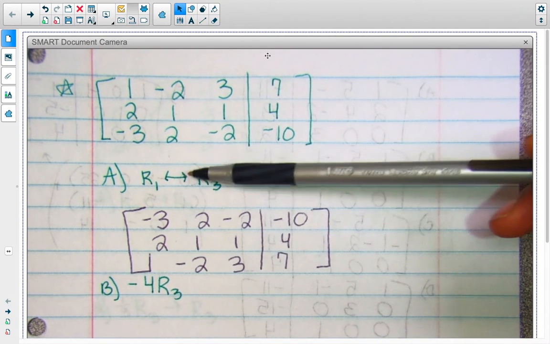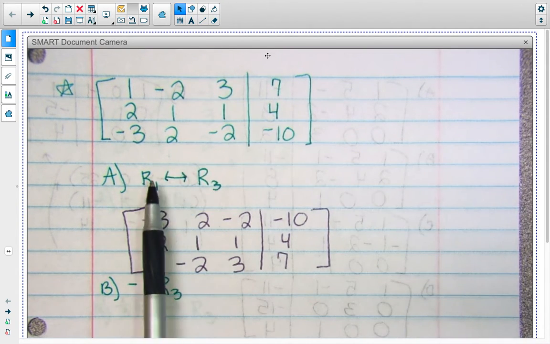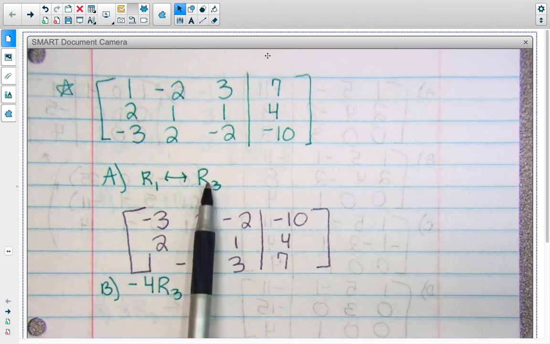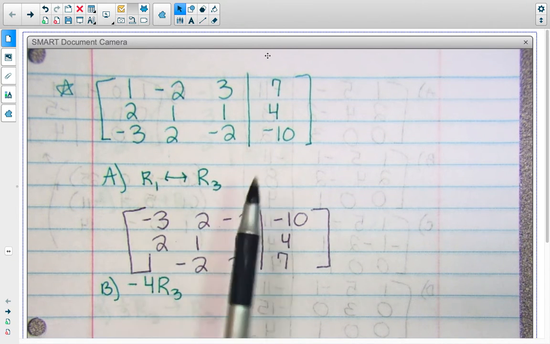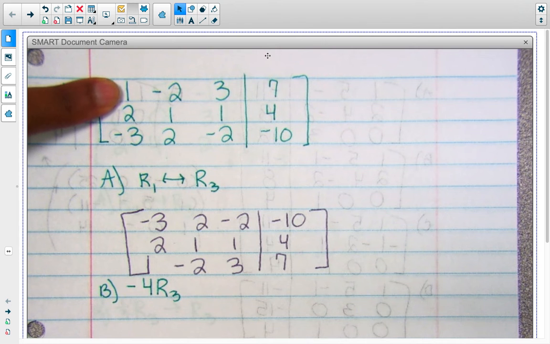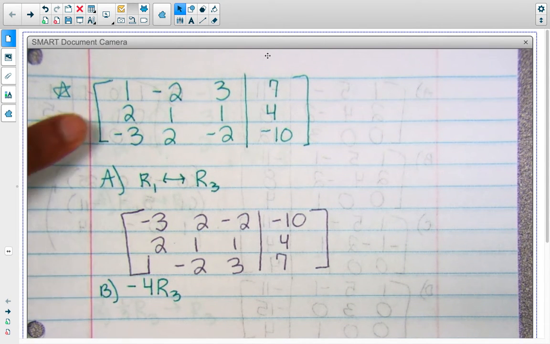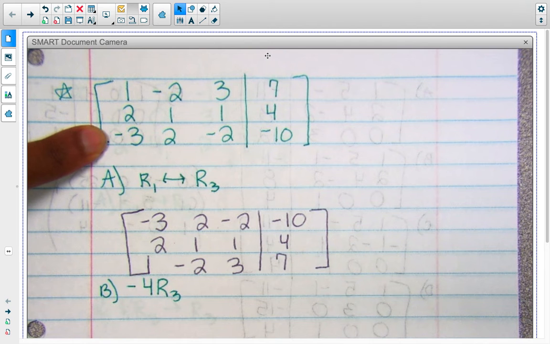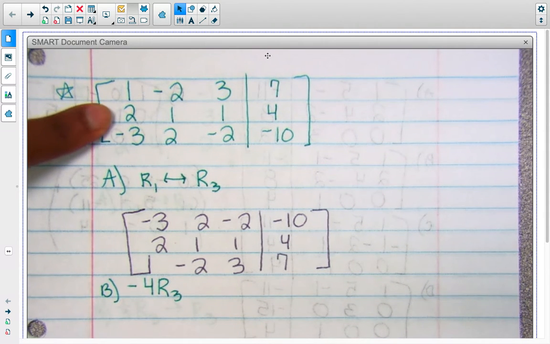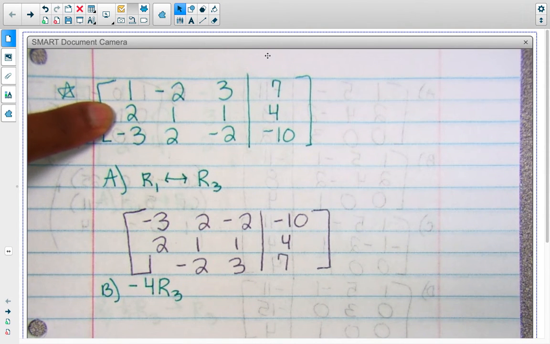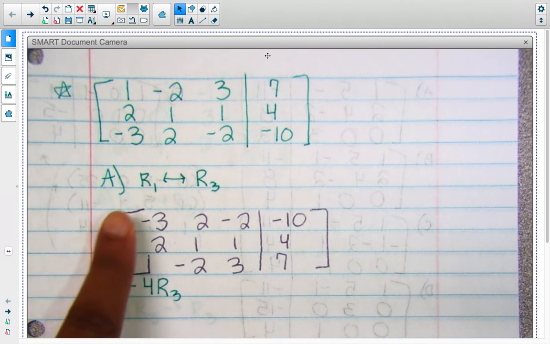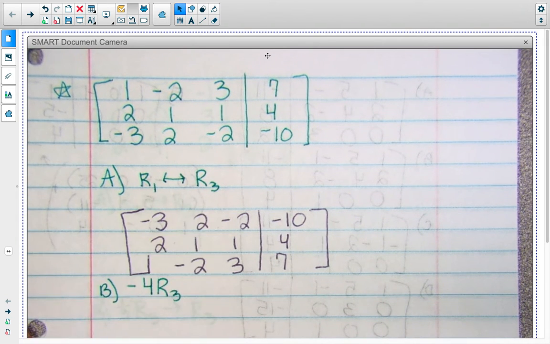So this symbol here means to switch row 1 with row 3, or whatever designated rows they tell us to switch. So notice up here, it was 1, -2, 3, 7. We switched it to row 3. -3, 2, -2, -10 became row 1, and we did absolutely nothing with row 2, so it stayed where it was. So we switched row 1 with row 3.